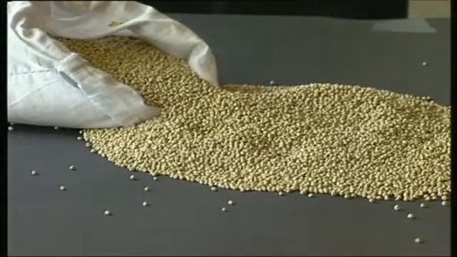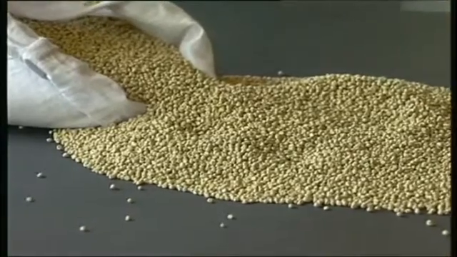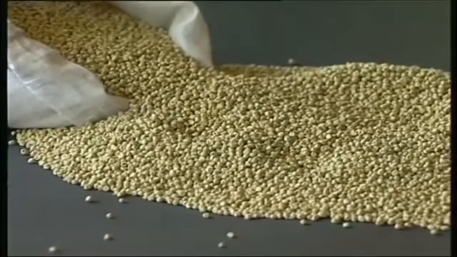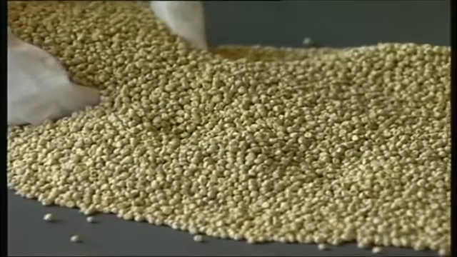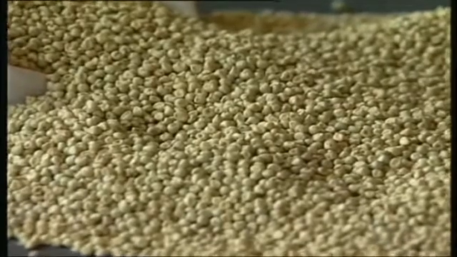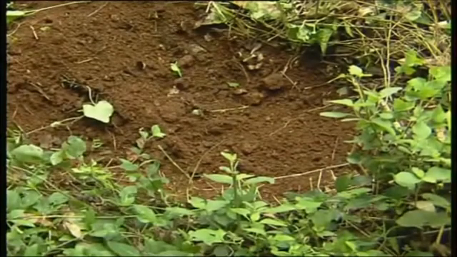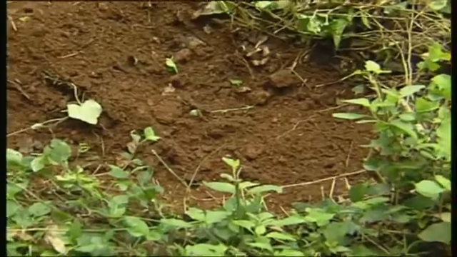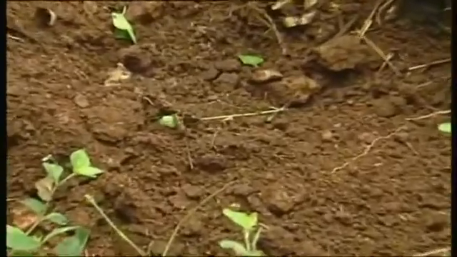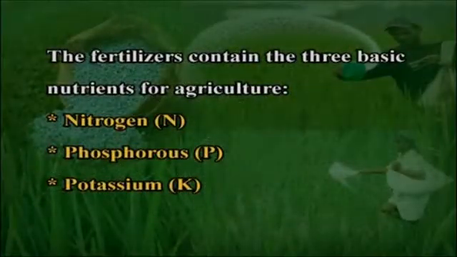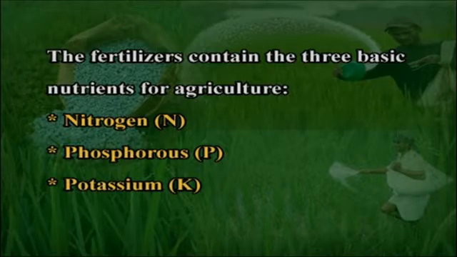The term fertilizer means any organic or inorganic material containing one or more of the recognized plant nutrients, which is used primarily for its plant nutrient content. These materials are designated for use or claimed to have value in promoting plant growth and increasing plant available nutrient levels in soils. The fertilizer contains the three basic nutrients for agriculture, that is, nitrogen, phosphorus and potassium.